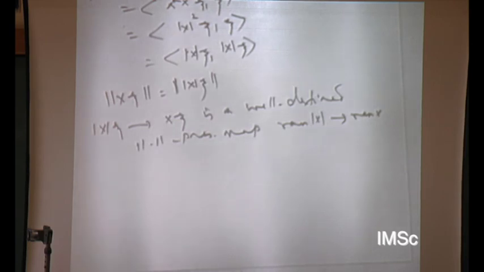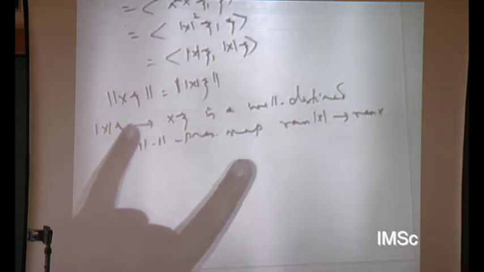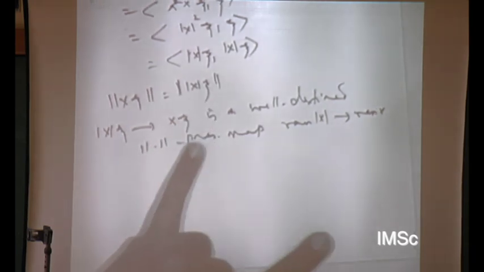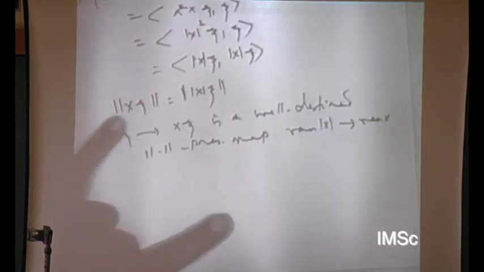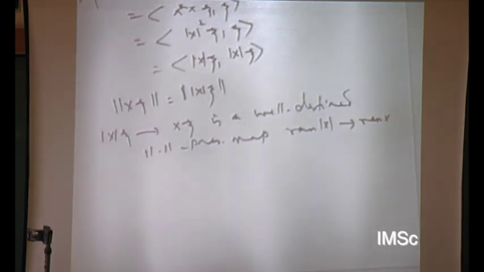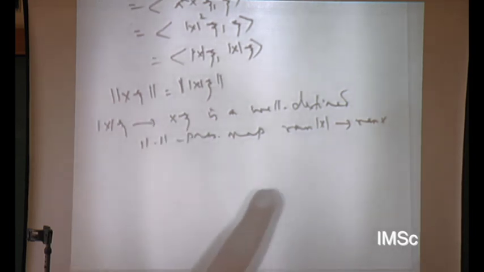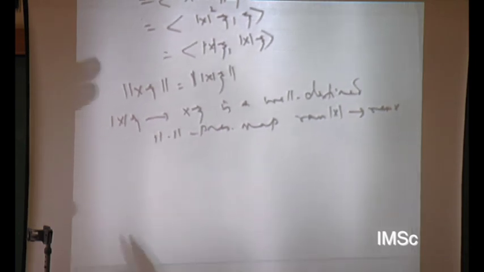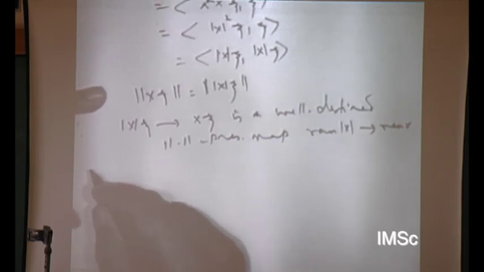Consequently, since this is well defined because norm-preserving. See, if we take something in the range of mod x, it can be written as mod xi and for different xi's. But this will say that if mod xi is also mod x theta, then xi and x theta, the difference has to be 0. That is, xi must be equal to x theta. So this is a well-defined map, and it is a norm-preserving map. Okay, and consequently, therefore, it extends.